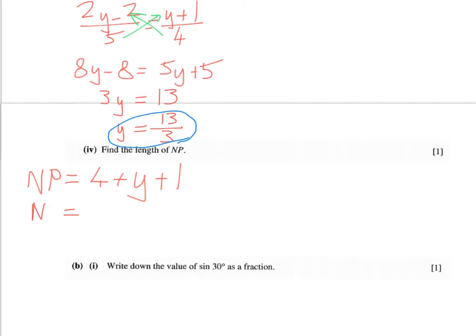So NP is actually 5 plus 13 over 3. Well, 5 is going to be 15 over 3, so that means I'll get 28 over 3 as my solution. Again, you could write it as a mixed number, which is 9 and a third, but you could write it all sorts of other ways.